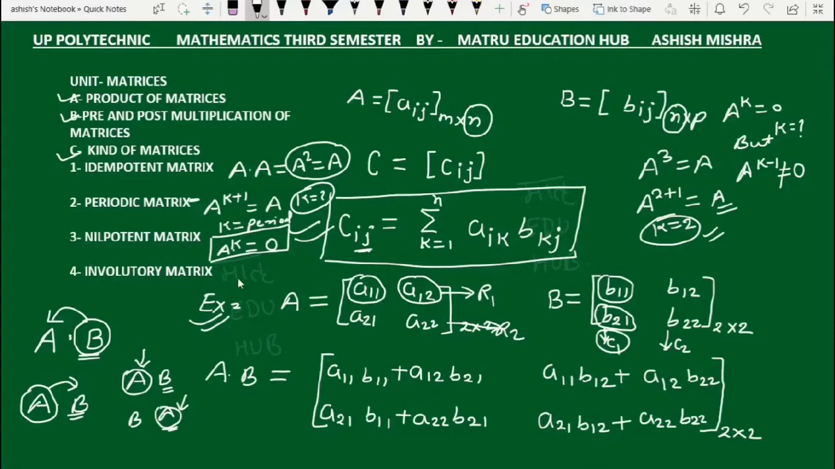And the last is the involutory matrix. If the product of a matrix with itself gives the identity matrix I, then this is known as an involutory matrix.